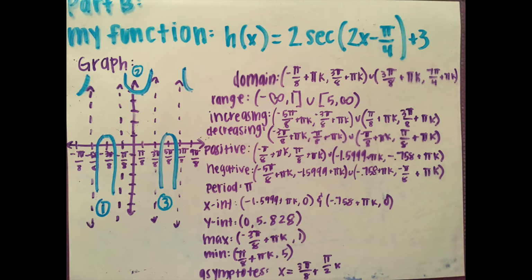And so the next thing was the y-intercept. I got my y-intercept to be at 0, comma, 5.828. And once again, I just got that by looking at Desmos.